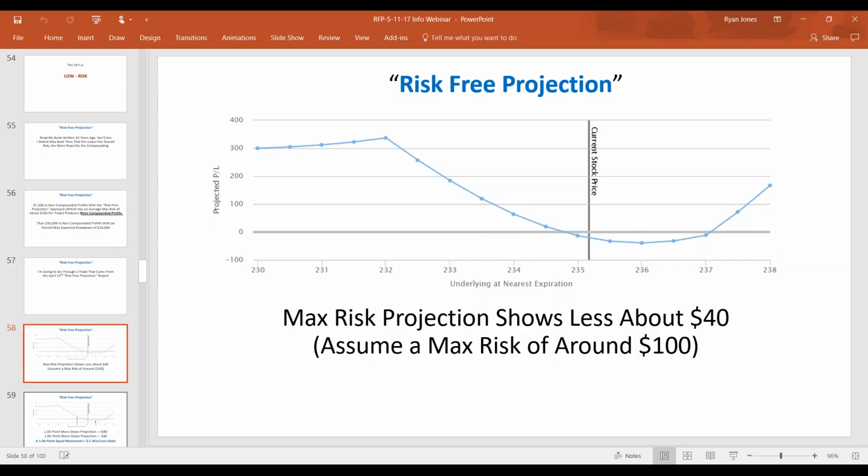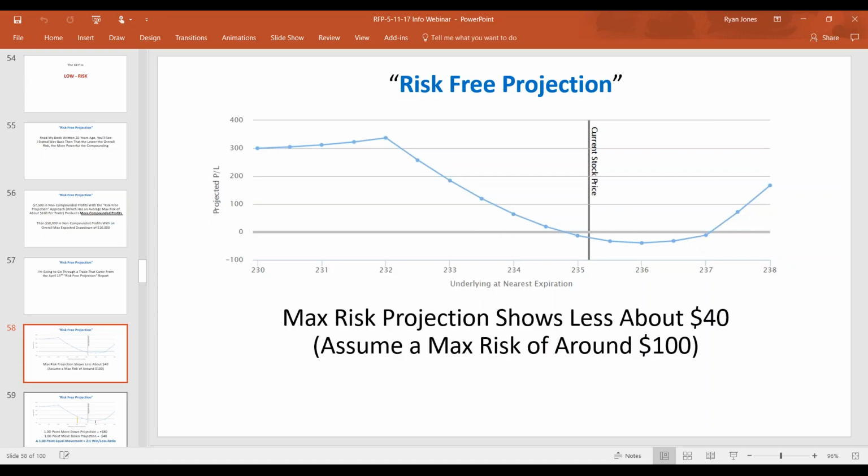But what I tell people is you need to assume on these types of trades a max risk of around $100. Sometimes a little more, sometimes a little less, but you need to prepare for and assume that that's what's going to happen in case these projections are wrong, right? And again, if they're wrong, they can only be wrong by so much. So your risk is still going to be low, and it's still going to be absolutely capped.